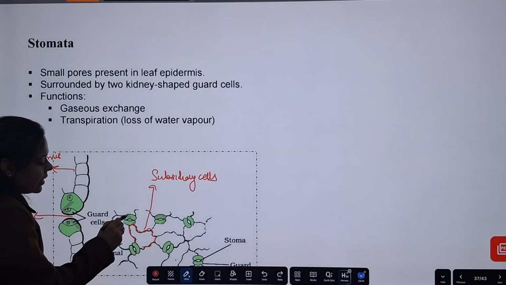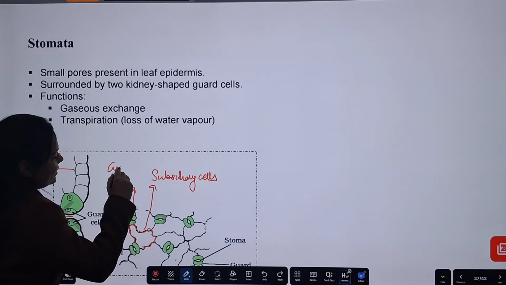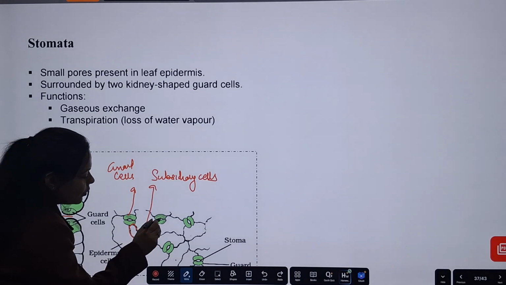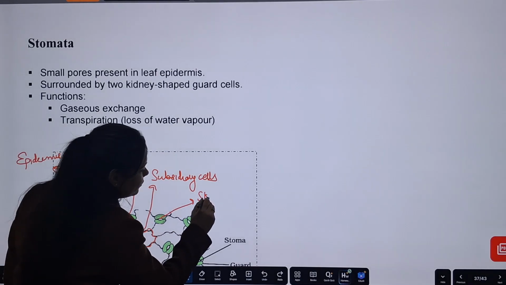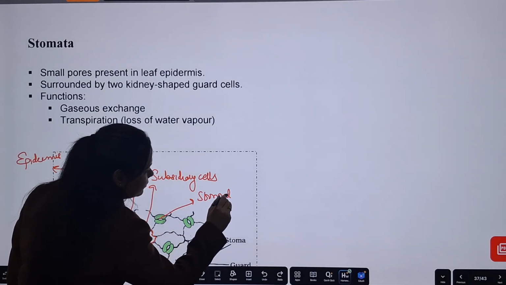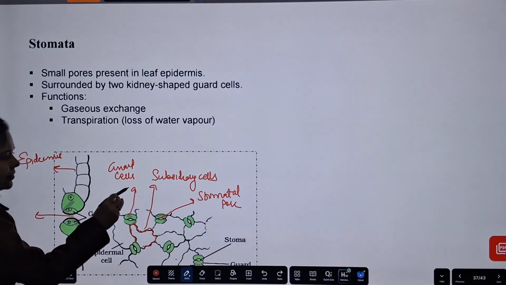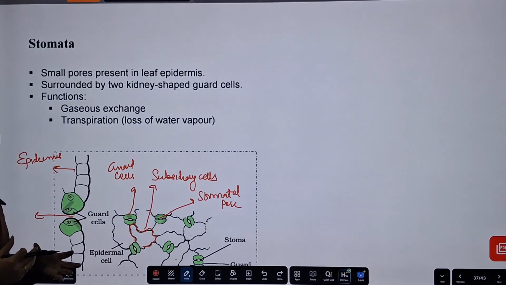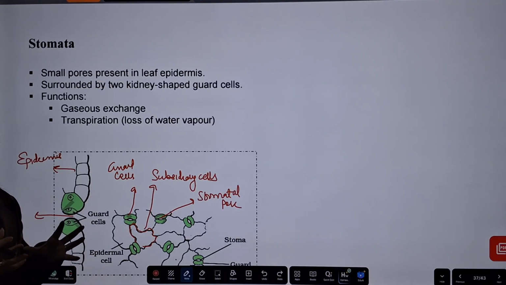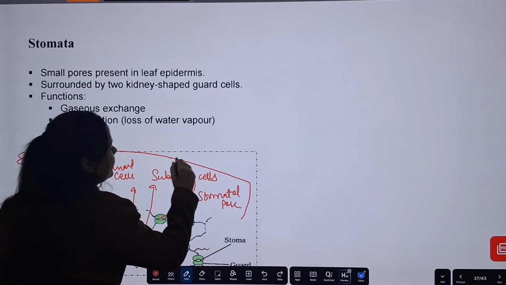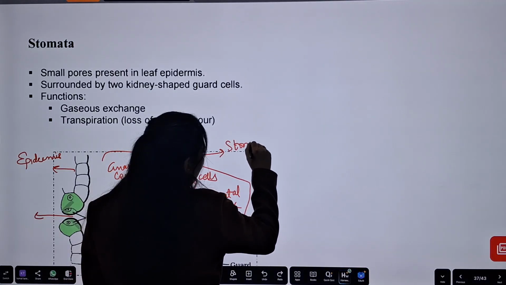The pores are guarded by kidney-shaped cells. We call them guard cells. And this pore is called the stomatal pore. These three structures, guard cells and subsidiary cells, which are basically epidermal cells around the guard cells that become a little bigger than normal epidermal cells, we call them the stomatal pore complex.